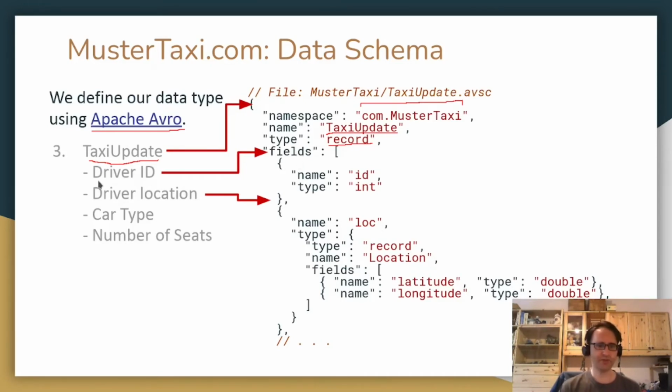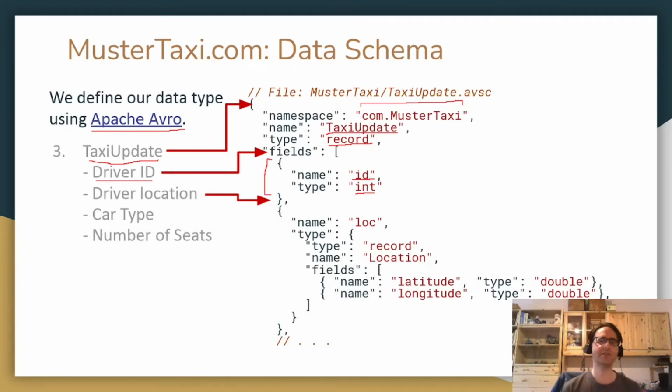Let's start with the driver's ID. In this case, we know the driver's ID is numeric, so we define our very first field. We're going to give it the name ID, and we're going to choose the type int, which means integer. It's a 32-bit integer. We could have chosen long for a 64-bit integer, or we could have chosen just a generic string that allows it to be anything we want.